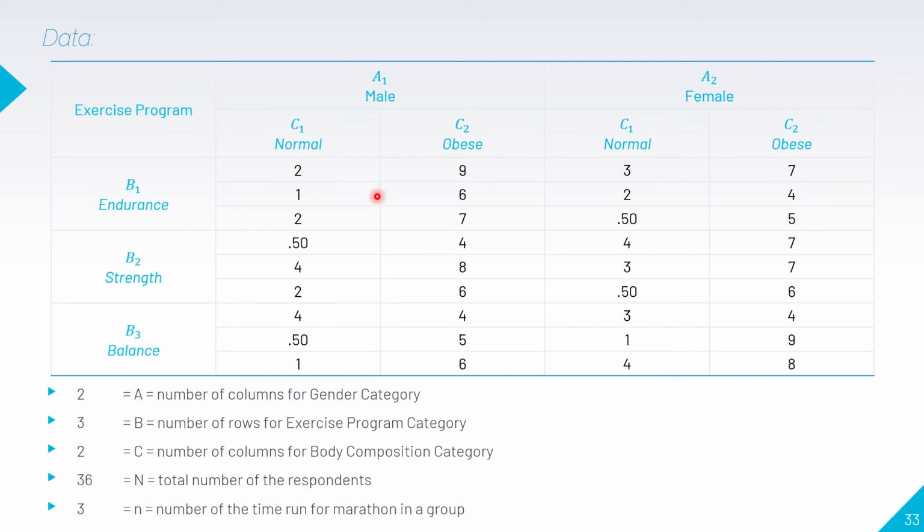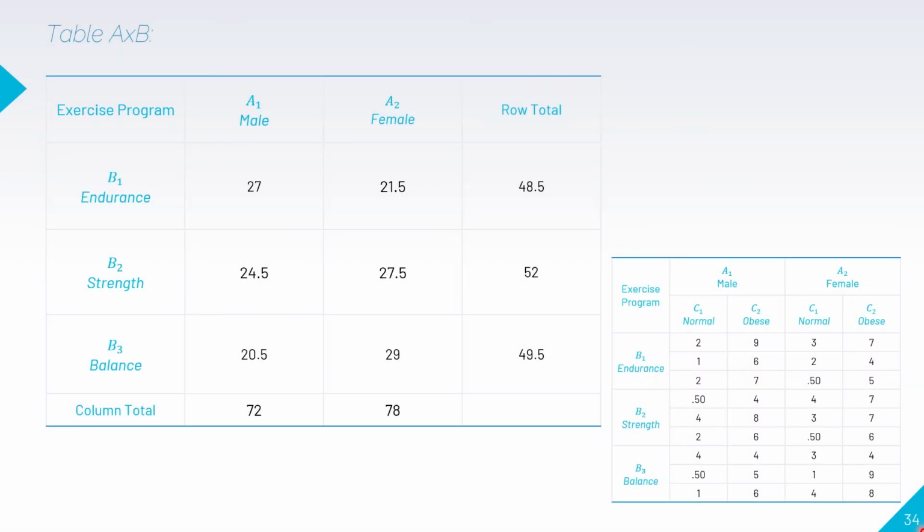We just need to add this all. We have 36 respondents: 1, 2, 3, 4, 5, 6, 7, 8, 9, 18, and 7, and 36. So n, small n, is the number of times run for marathon in a group. How many are there in a group? 1, 2, 3. So that's our small n.